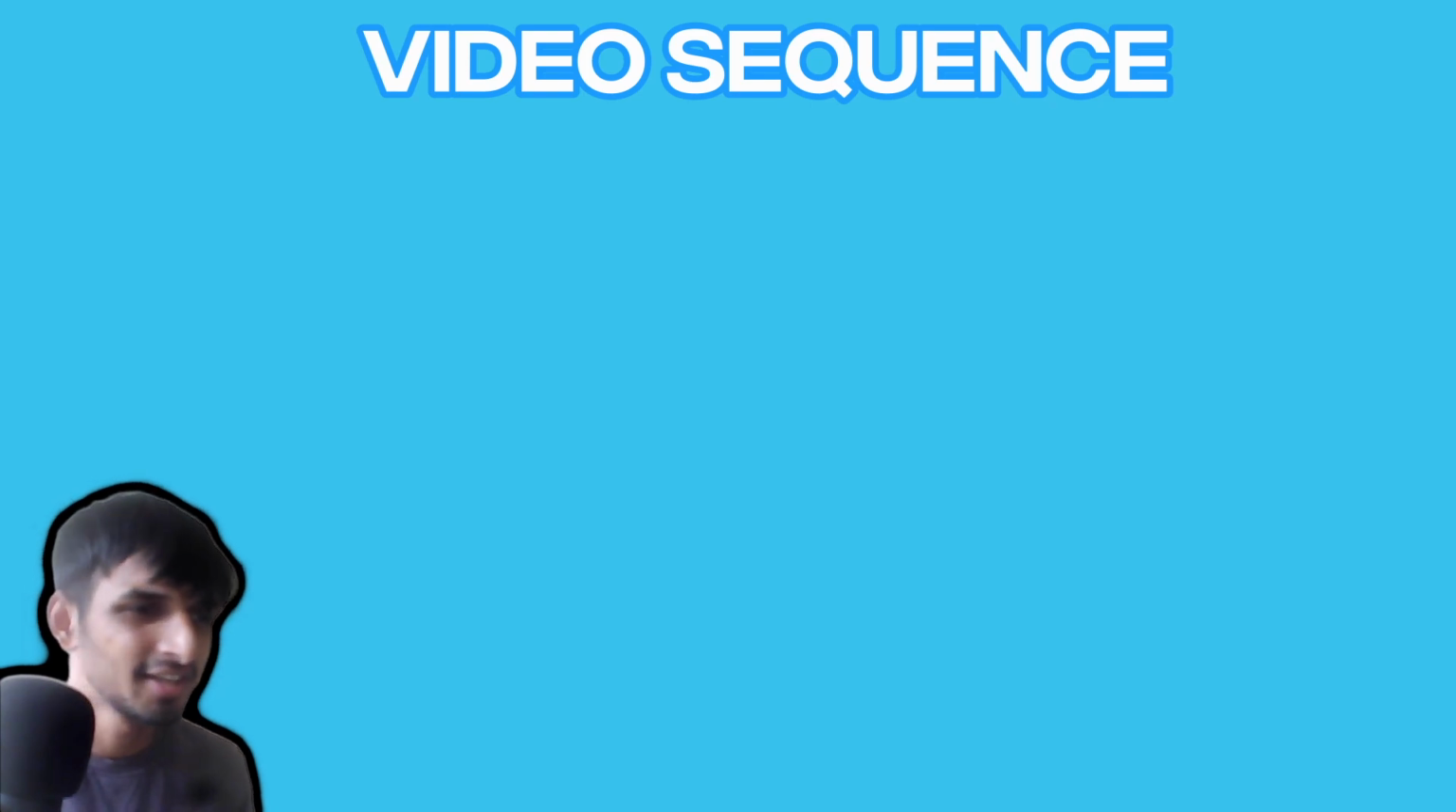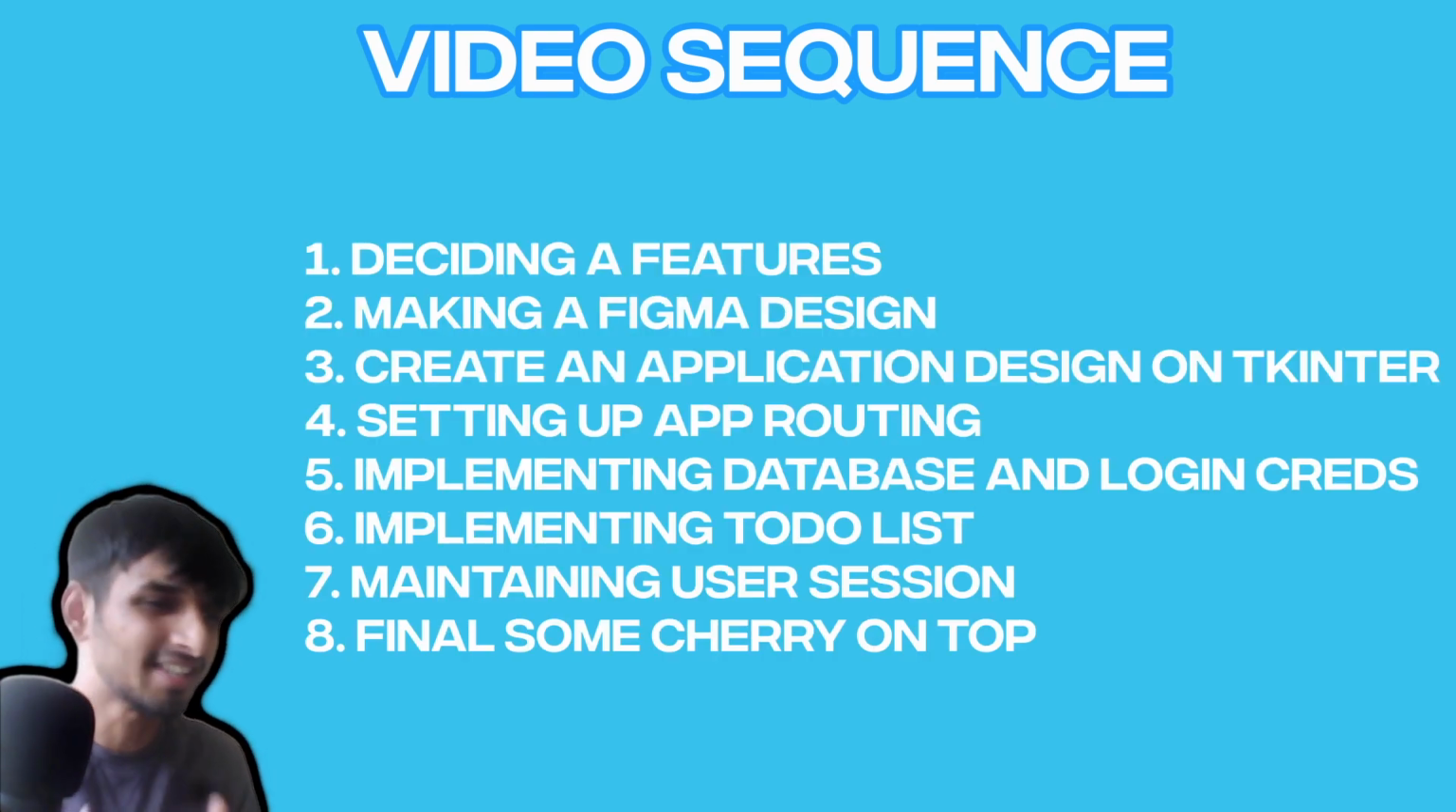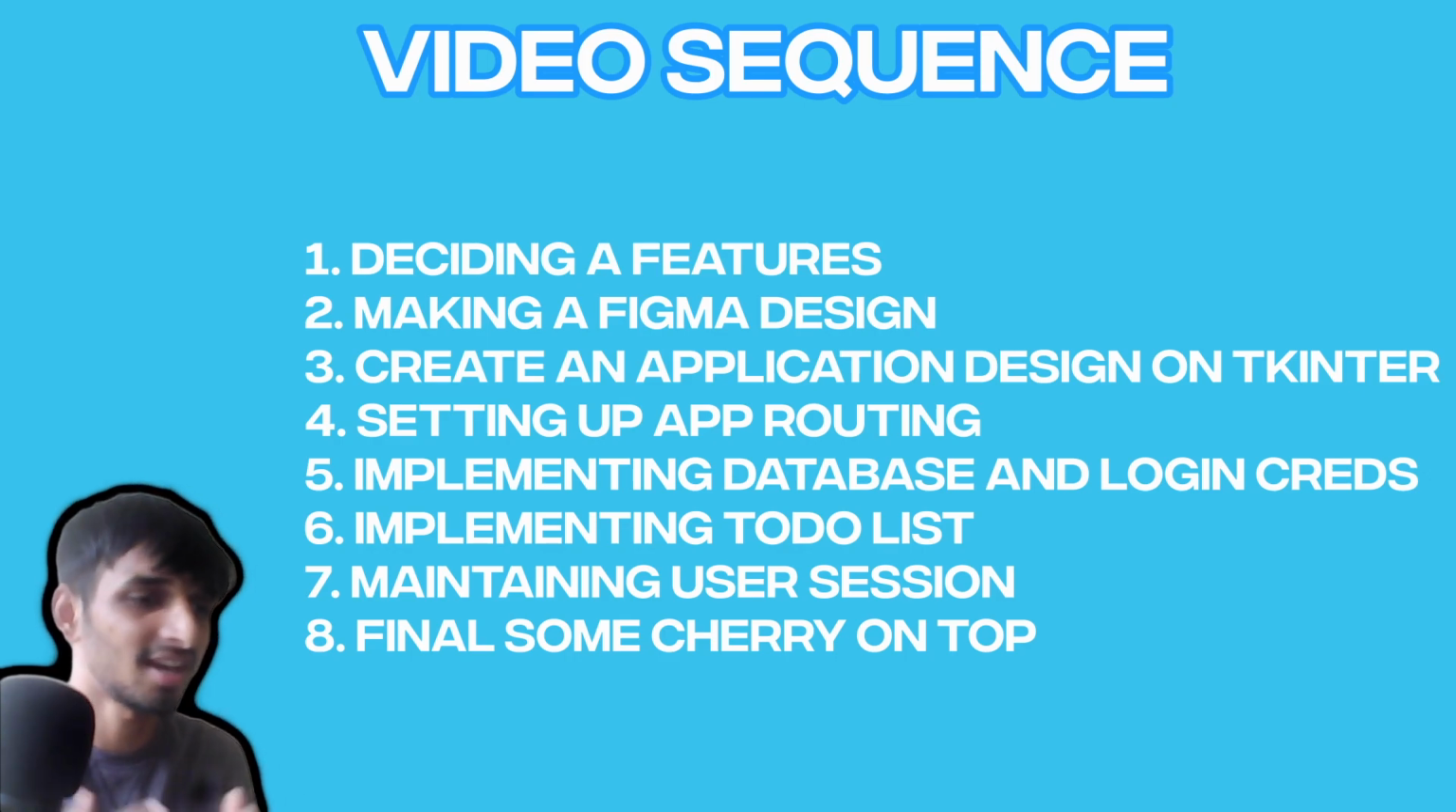We'll follow a perfect sequence of making a software from scratch, and we will be splitting the sequence into separate videos which consist of deciding a feature, making a Figma design, creating an application design on Tkinter, setting up app routings, implementing database and login credentials, implementing to-do list, maintaining user sessions, and finally some cherry on top.